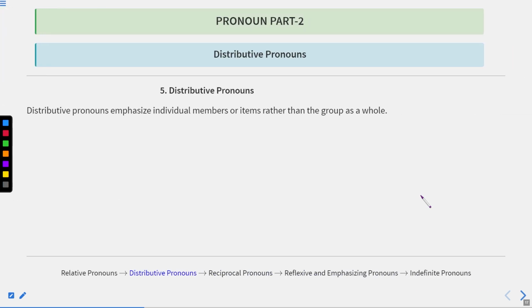Now we'll discuss distributive pronouns. I hope this much is clear to you all. Distributive pronouns emphasize individual members or items rather than the group as a whole. It means distributive, as you can say, distributes the things or people into various groups.